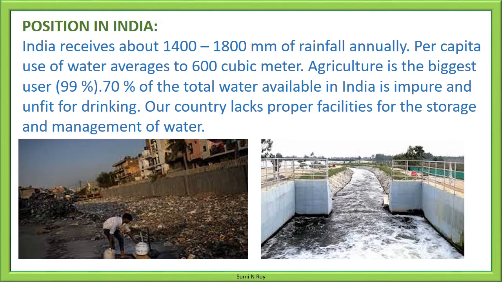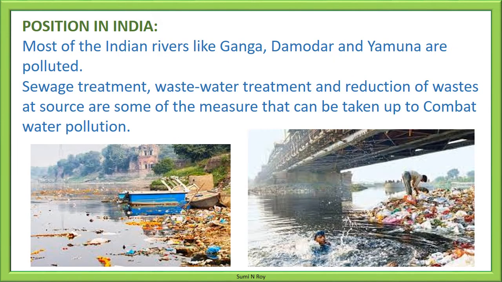70% of the total water available in India is impure and unfit for drinking. Our country lacks proper facilities for the storage and management of water. Most of the Indian rivers like Ganga, Damodar and Yamuna are polluted. Sewage treatment, water treatment and reduction of waste at sources are some of the measures that can be taken to decrease water pollution.